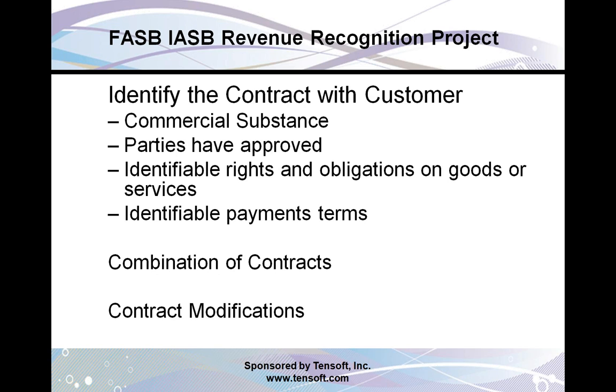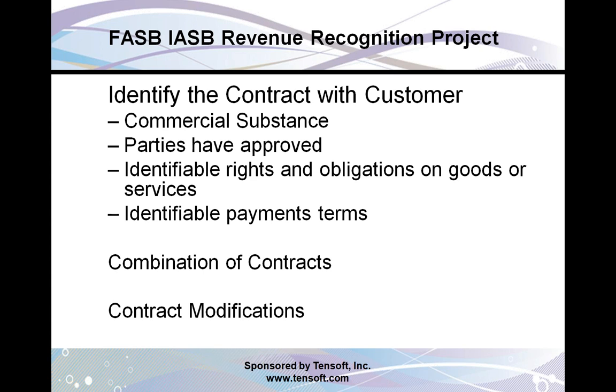So identify the contract with the customer. A contract has to have commercial substance. Parties need to have approved the contract, and we'll talk a little bit more about this, but this is kind of a different step than we have with evidence of arrangement, because there isn't a strict requirement that the contract be signed. If it has been approved and signatures are a formality, maybe that's not required for a transaction to be a contract with a customer. There have to be identifiable rights and obligations on either goods or services in the contract, and payments have to be specified. They have to be identifiable.